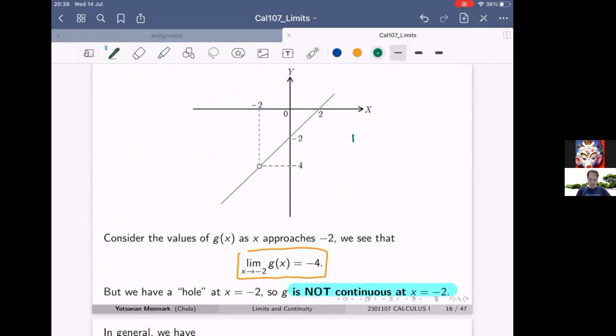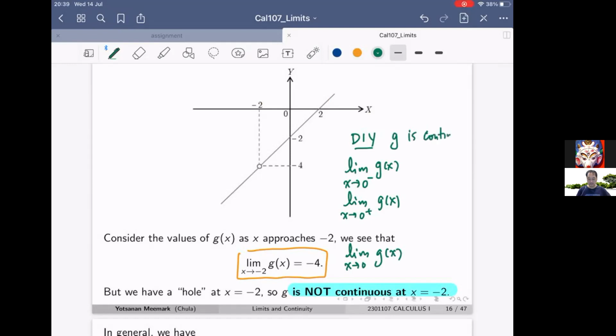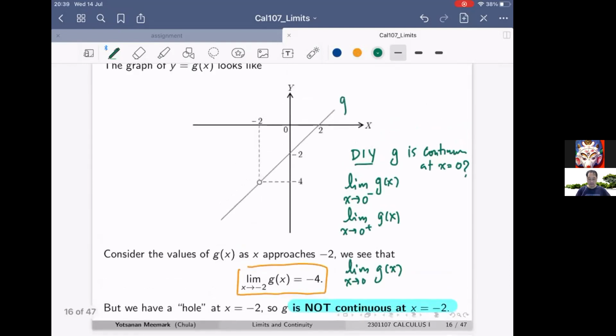Why don't you do it by yourself? Find the limit as your x goes to 0 from the left, the limit as your x goes to 0 from the right, and also the limit as your x goes to 0 of your g of x, and whether your g is continuous at the point x equals to 0 or not. Let you do this one by yourself a little bit, because you already have the graph of g of x right here.